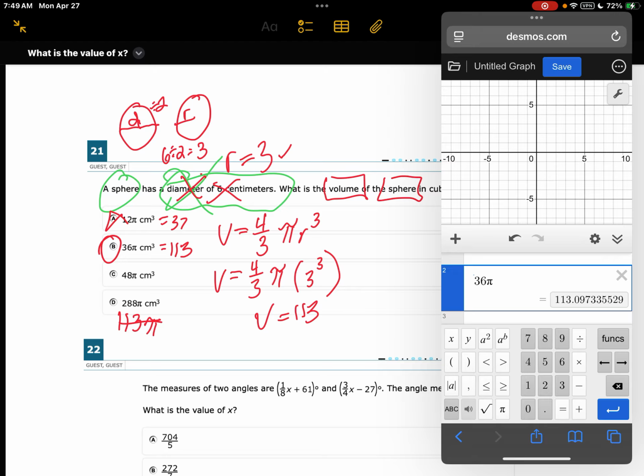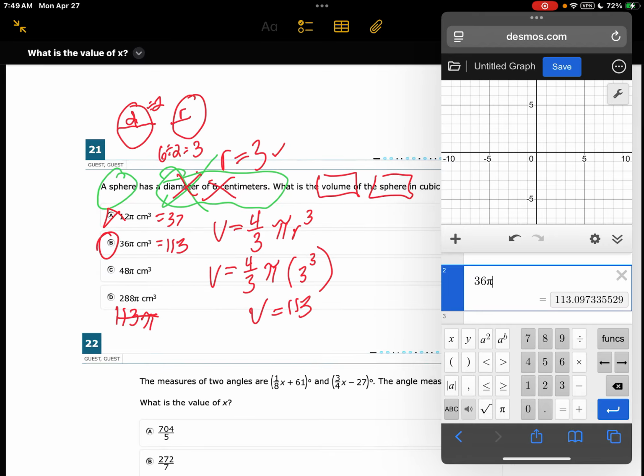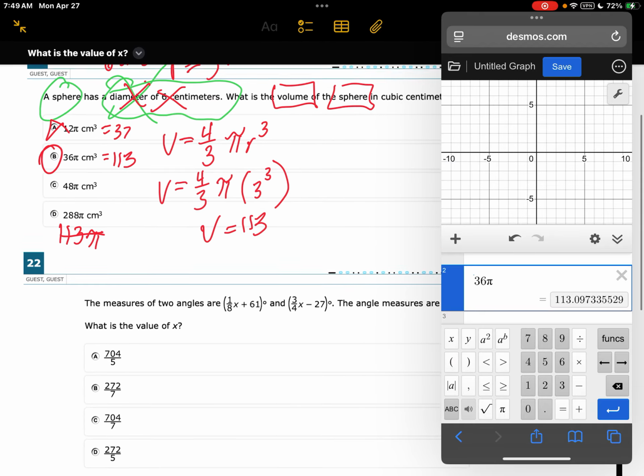And that's my answer. For time reasons, I'm not going to even talk about the second way to do this. This is probably just the simplest way.